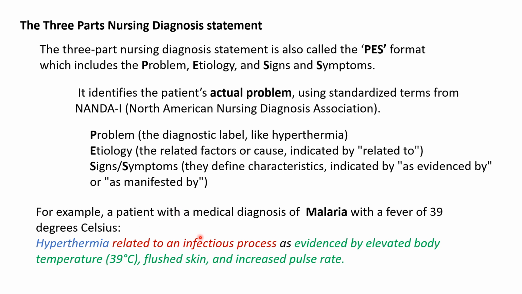For example, a patient with a medical diagnosis of malaria with a fever of 39 degrees Celsius. The three-part nursing statement could read: hyperthermia related to an infectious process as evidenced by elevated body temperature, flushed skin, and increased pulse rate.